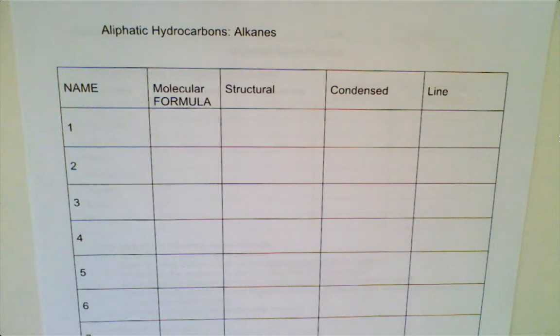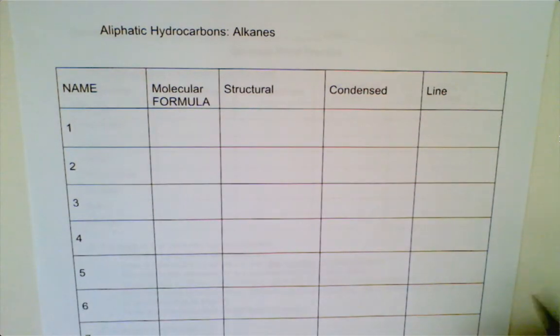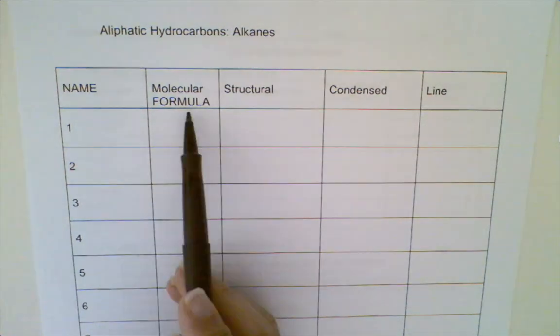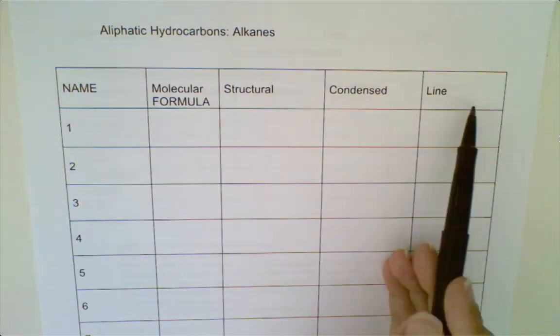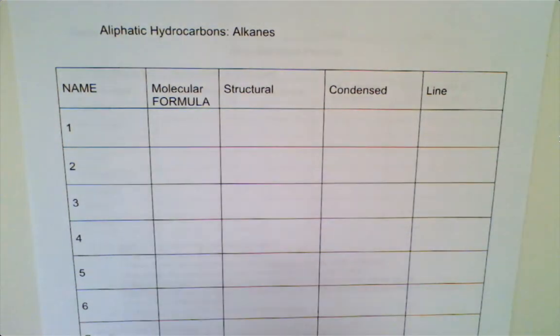When drawing the first 10 hydrocarbons in the alkane series, what I've done is I've set up a chart like this, and I'd like you to do the same in your notebook, where you have name, molecular formula, structural diagram, condensed, and line. I'm going to take you through an example of a few of these, and hopefully you'll start to see a little bit of a pattern.